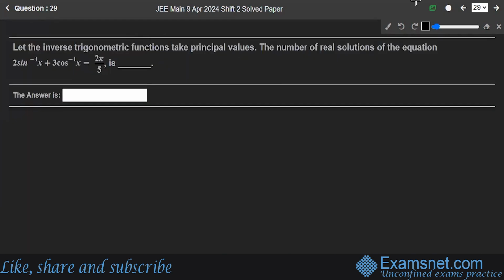Question number 29. Let the inverse trigonometric functions take the principal values. The number of real solutions of the equation 2 sine inverse x plus 3 cos inverse x is equal to 2 pi by 5 is equal to.